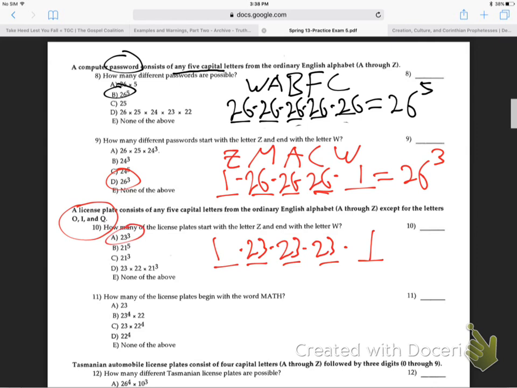Does that make sense? They just ruled out 3 letters. They said you can't do O, I, or Q, so we only have 23 options instead of 26. And we still have to start with Z and end with W, so there's only 1 option at the front and the back, 23 for each of the others, 23 to the 3rd.